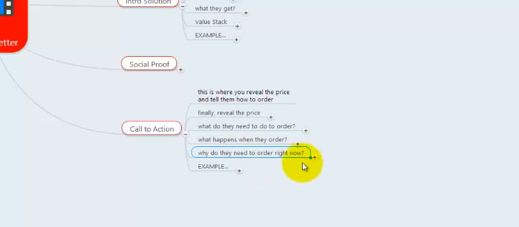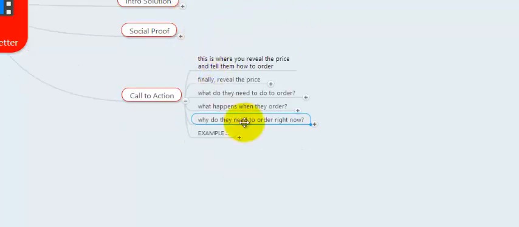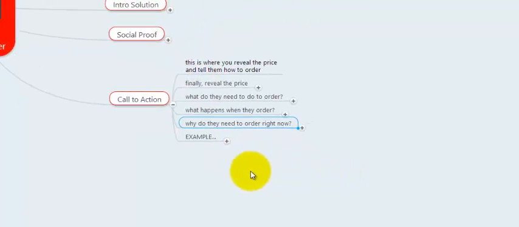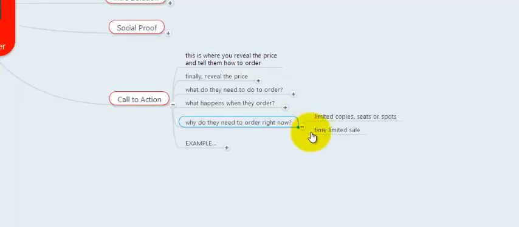And next, we need to give them a reason why they should order right now instead of waiting for later. People like to put things off, especially when it comes to buying something. They'll make up excuses of why they don't need to buy it right now, and eventually they'll end up changing their mind and not buy it at all. So you want to get them buying right now, not tomorrow, not later, not 5 minutes from now. So you need to give them a reason for that.